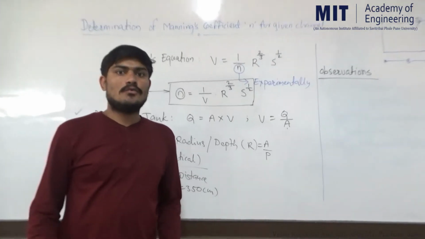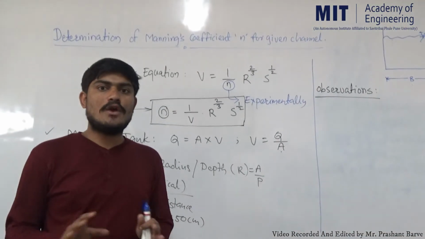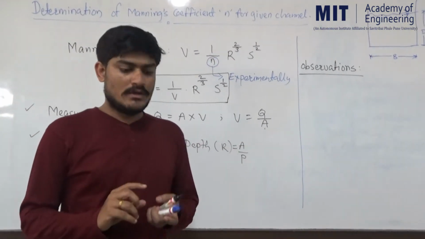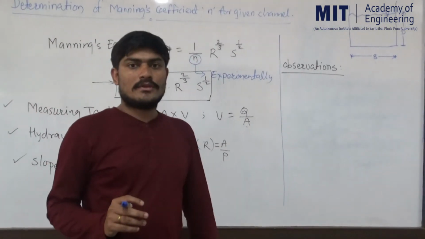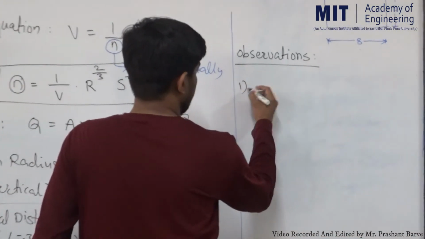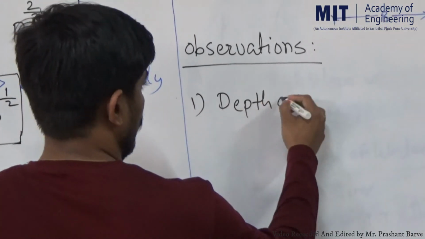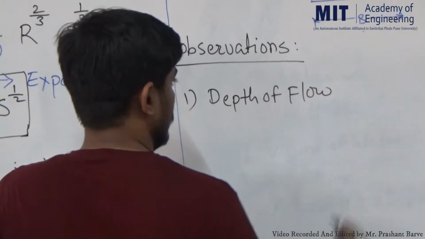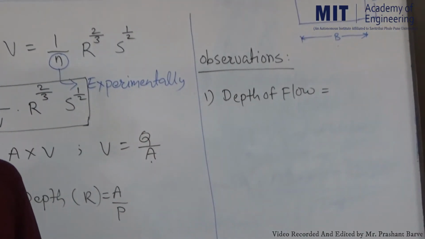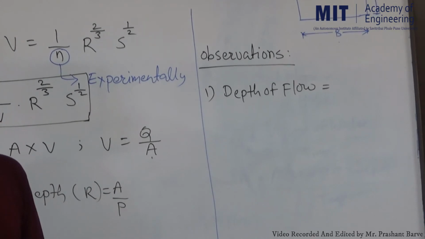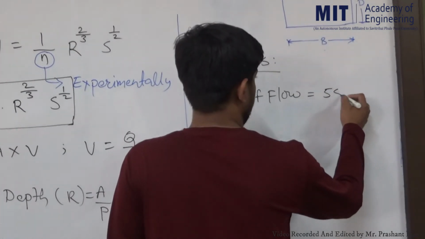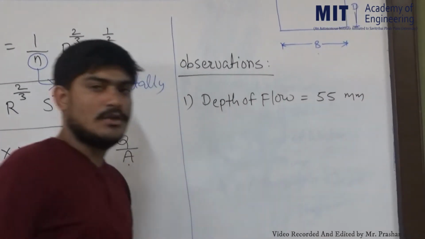So now we are done with the experiment. We have followed the procedure and made some observations. In the experiment, we have observed 2 things. First, we have observed the depth of flow flowing through the channel, and I think the depth of flow we have observed as 55 mm, and you check this value. Okay.